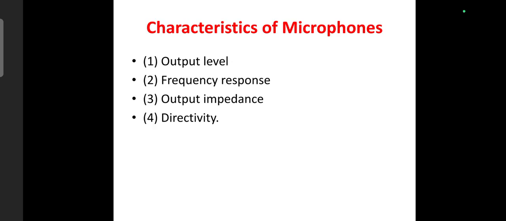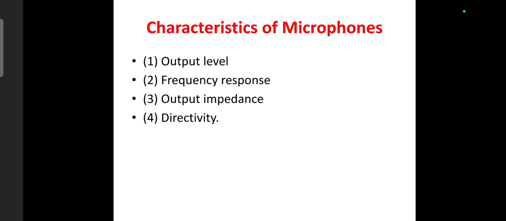Next, we'll see the characteristics of these microphones. To select a suitable microphone, we need to understand its important characteristics. The first characteristic is output level, which indicates the strength of the electrical signal produced by the microphone. The second is frequency response, which specifies the range of frequencies the microphone can capture accurately. The third is output impedance, which determines how efficiently the microphone can be connected to amplifiers and other audio equipment.